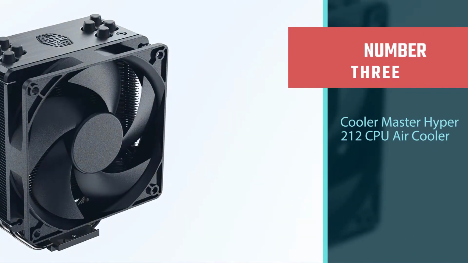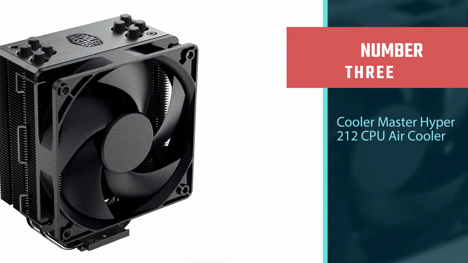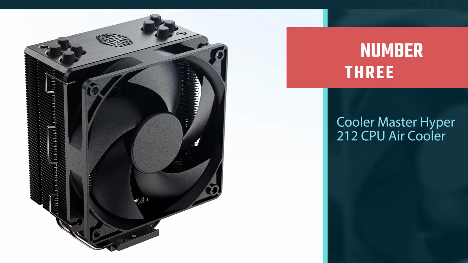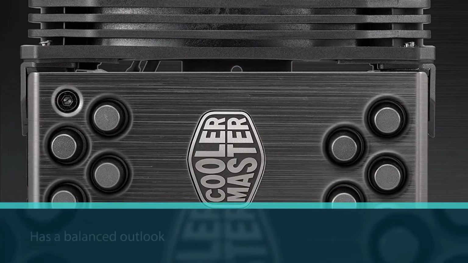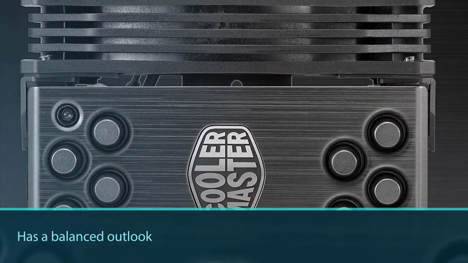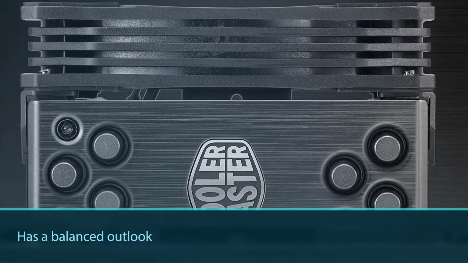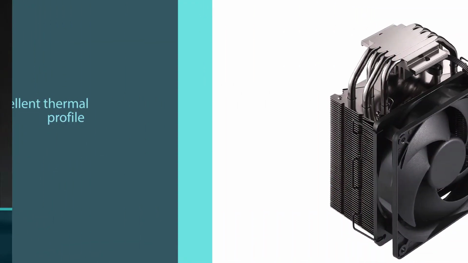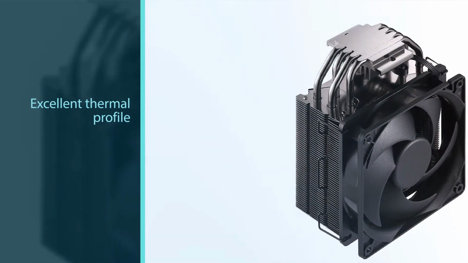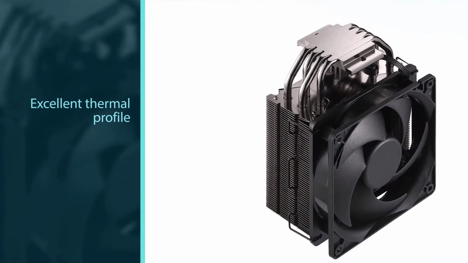Number 3. Cooler Master Hyper 212 CPU Air Cooler. Cooler Master Hyper 212 Black Edition is the best cheap air CPU cooler we have found for the mid-range segment. It has a balanced outlook, an excellent thermal profile for its price, and acceptable build quality.